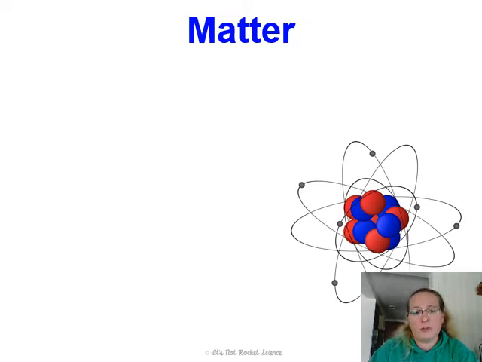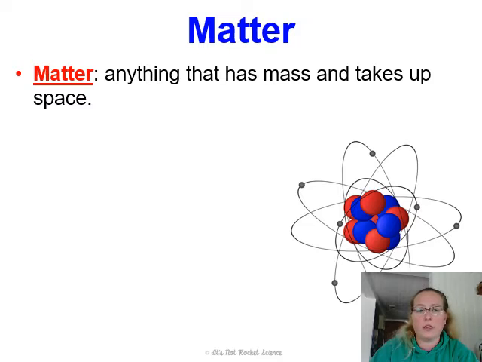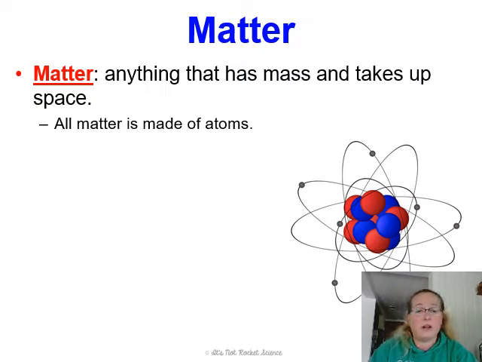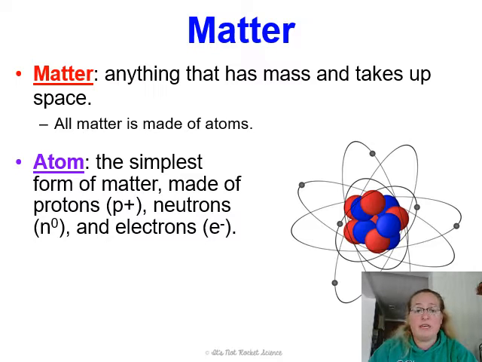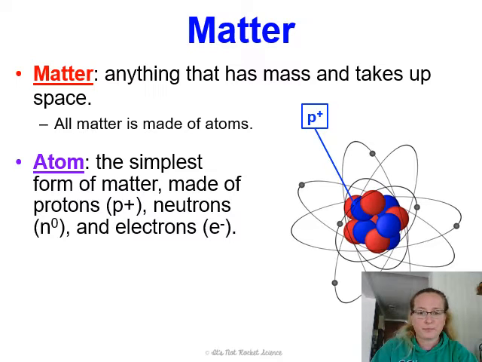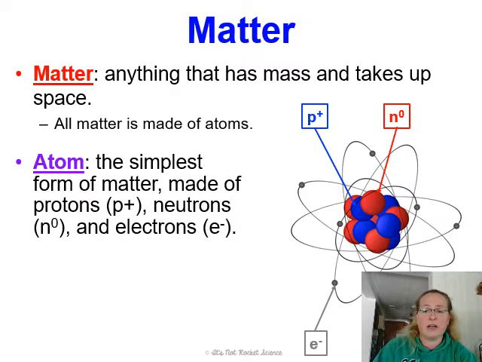Let's talk about charge. So when we talk about charge, we first have to do a really quick review of matter, and this should all just roll right off. Matter is anything that has mass and takes up space. We know that all matter is made of atoms. We know that an atom is the simplest form of matter, or at least I hope we know this. It's made of protons, which have a positive charge, neutrons that have a neutral charge, and electrons that have a negative charge. The protons and the neutrons form the nucleus, and the electrons travel around in a sort of cloud outside of the nucleus.